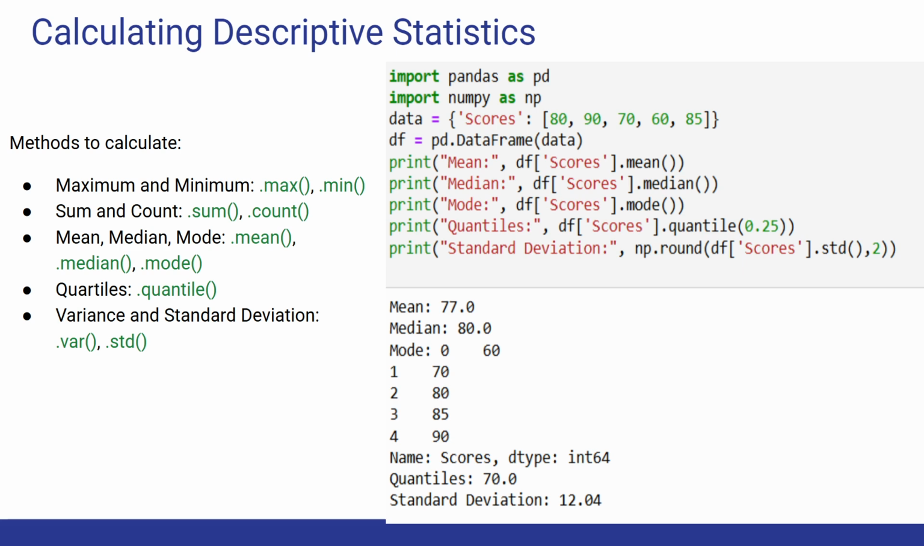On mode, by design, it returns all the values with the maximum number of occurrences. So here, since everything is single, it returns everything, right? Now variance and standard deviation. For that, the call is .std, as you might see in the last line, where you are calling for a standard deviation on this particular scores. If you want the variance, you can actually call .var.